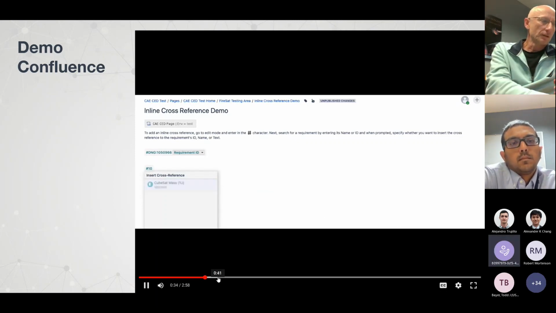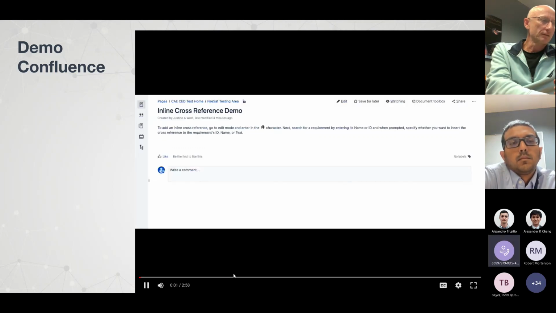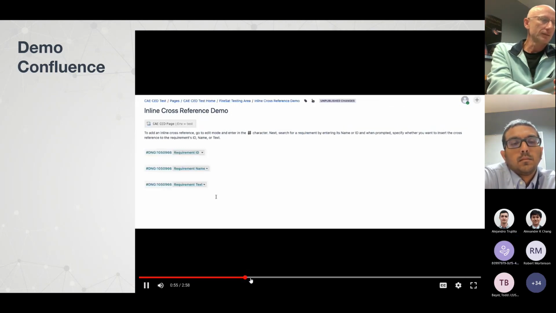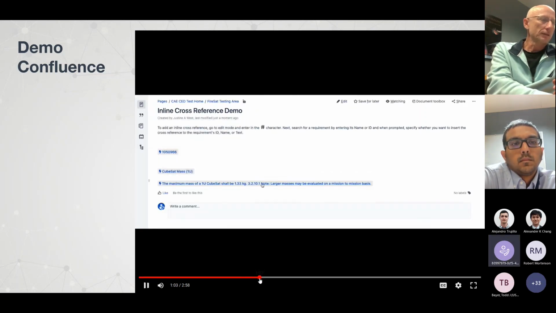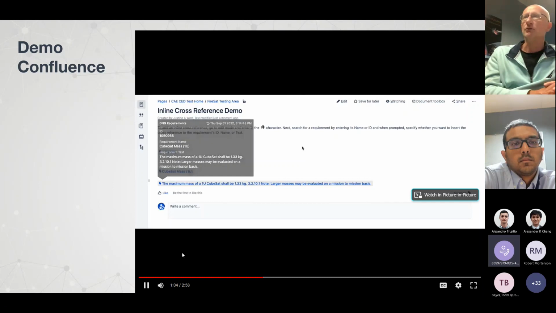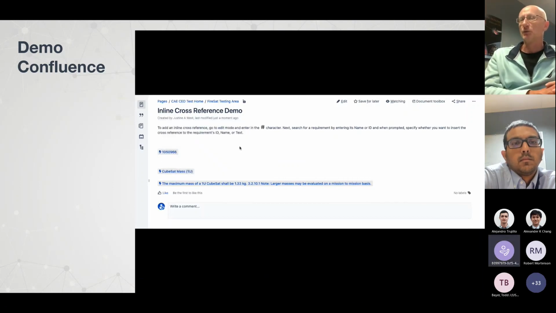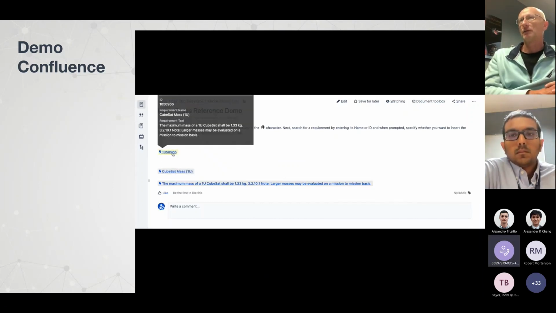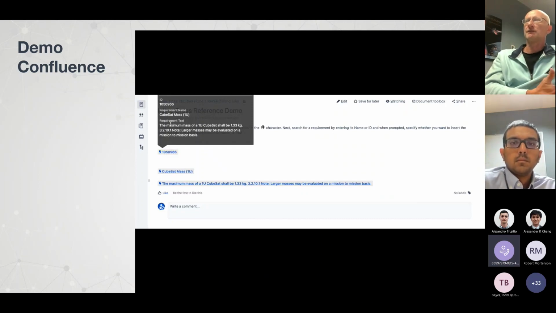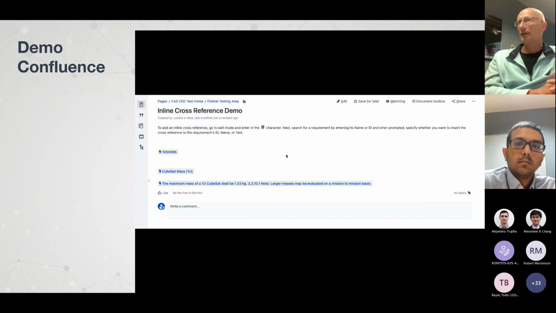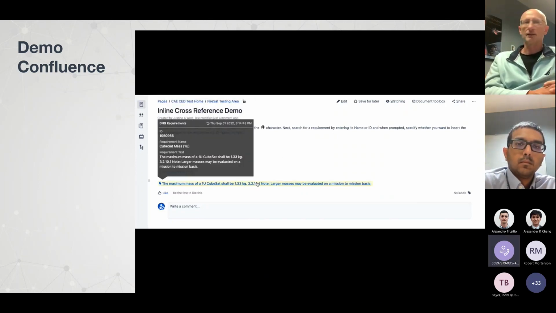Let me fast forward a little bit. So once you save that page, you can actually hover over this cross-reference and see more details about that thing that you referenced. So here's a requirement example, but it could be anything, right? As long as you bring it into the model management system.